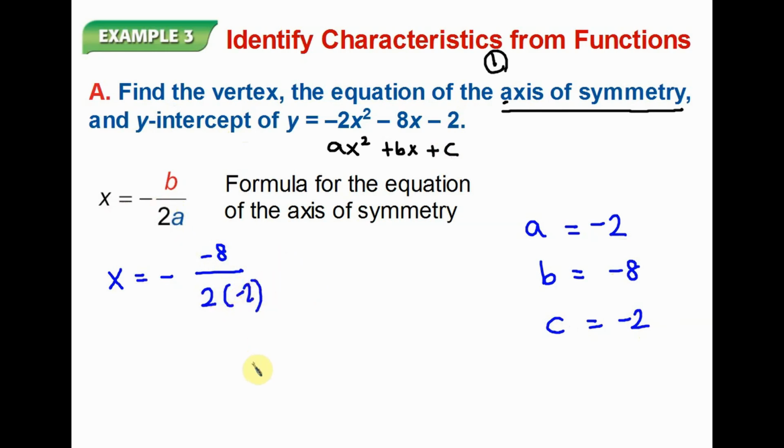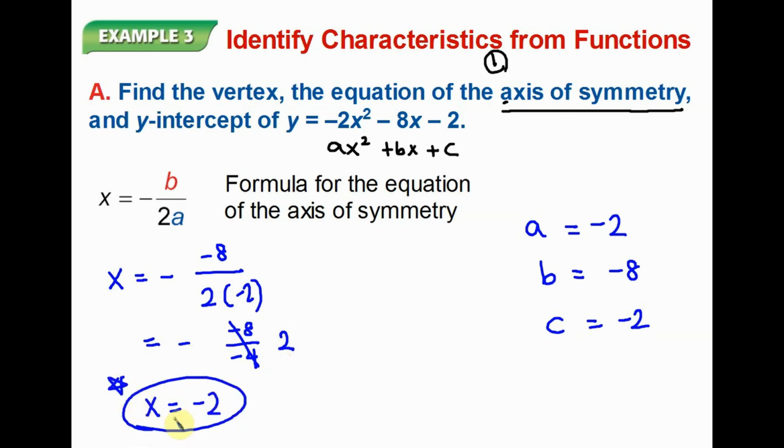So let me put the parentheses. If I simplify this, well, let me do it step by step. This becomes negative 8 over negative 4, which is positive 2. So I have x is equal to negative 2 as my answer. So this was the axis of symmetry.